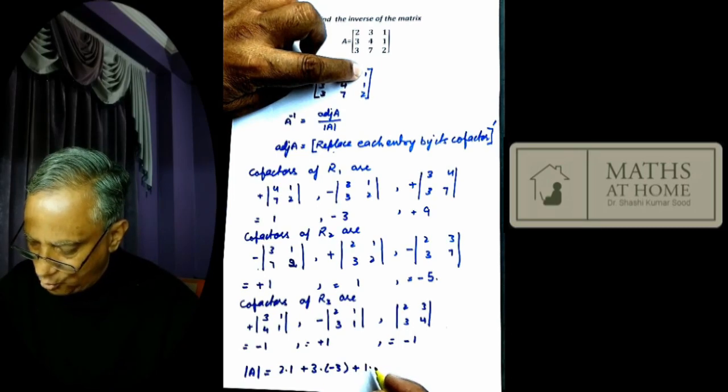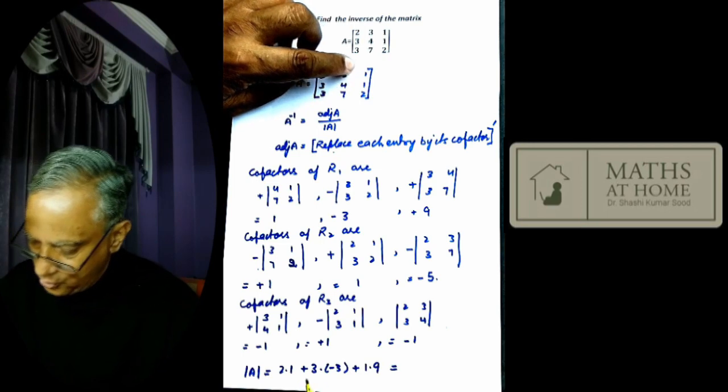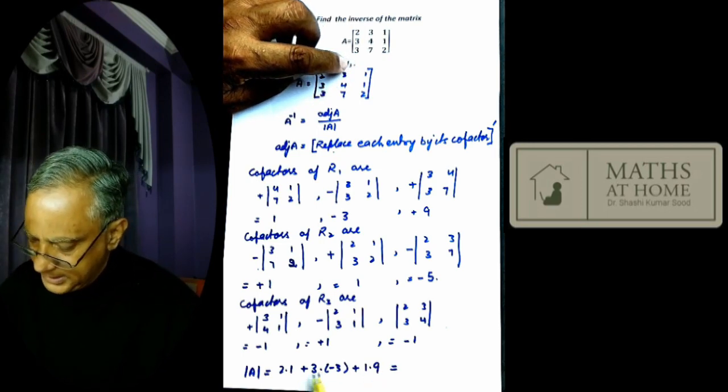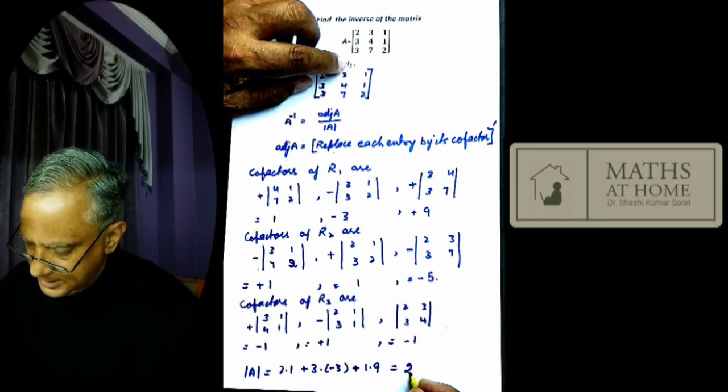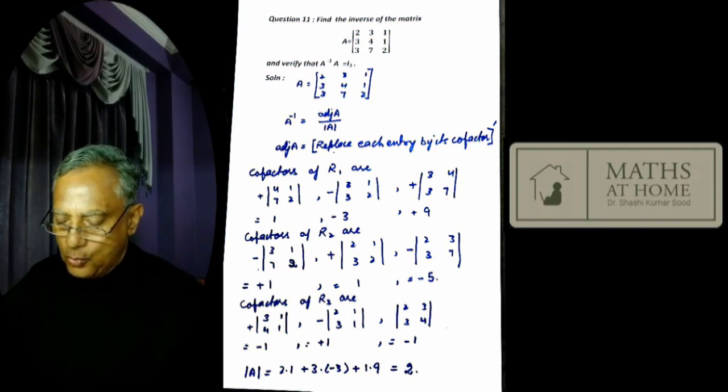So this will be 1 into 9. And this is equal to, now 9 minus 9 is 0, and this is 2. So value of the determinant is 2.